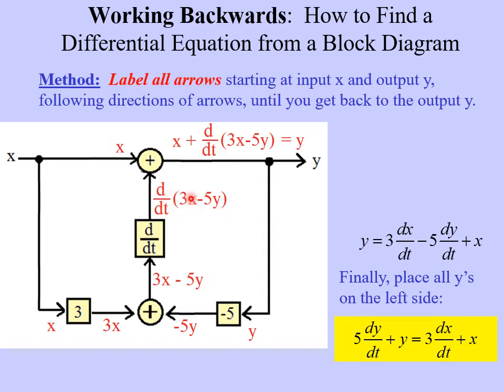That, in turn, gets added to x right here. So what comes out of the adder, this signal along the top here, is this x plus this signal down here, d/dt of 3x minus 5y. And notice that this signal up here, this branch, goes right to the output, so therefore it's equal to y. So therefore I can write equals y. So this up here now is our differential equation for the system.